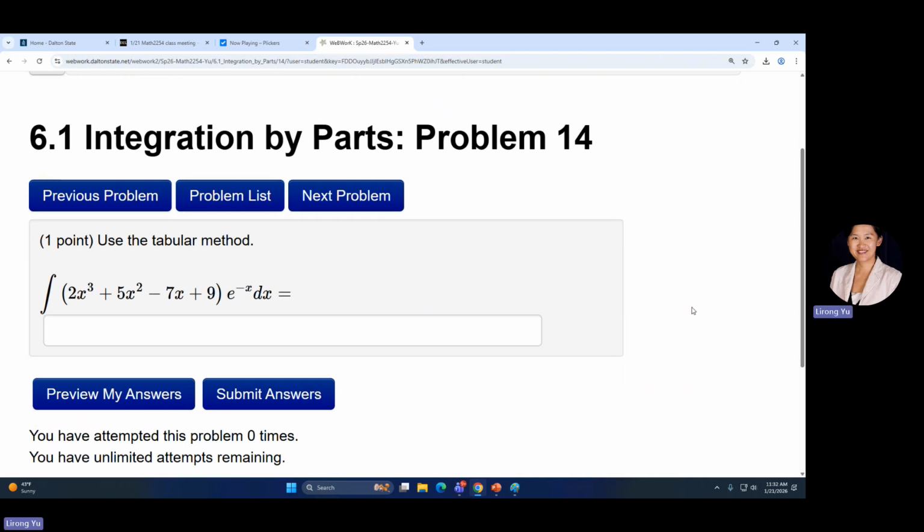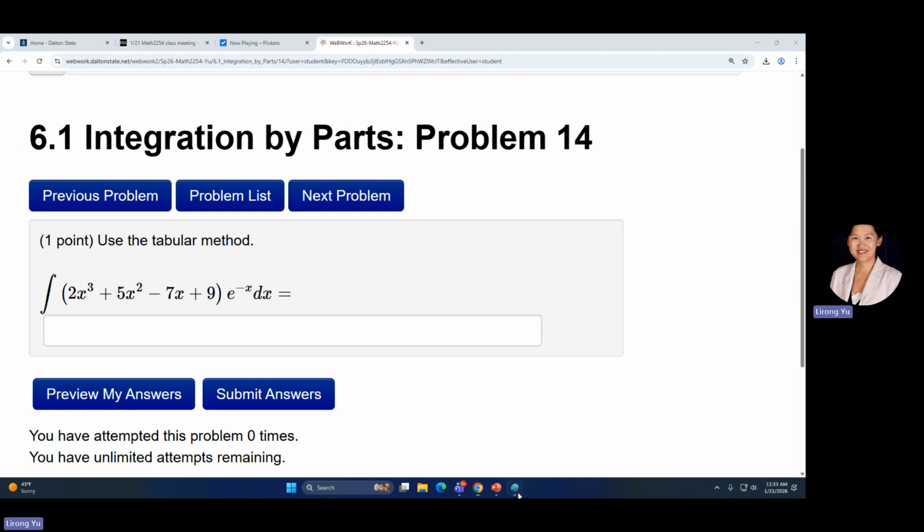As you can see, one part of it is a polynomial. Polynomial means there are multiple terms. A polynomial is a combination of power functions with different powers: power 2, power 3, power 1. Combining all those functions, we get a polynomial. So that one has to be the u, because we normally pick the one that's easier for differentiation. This one we want to differentiate, and this one is going to be the dv. It's similar to what we just did.